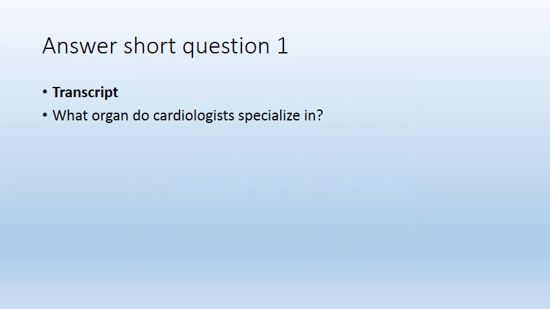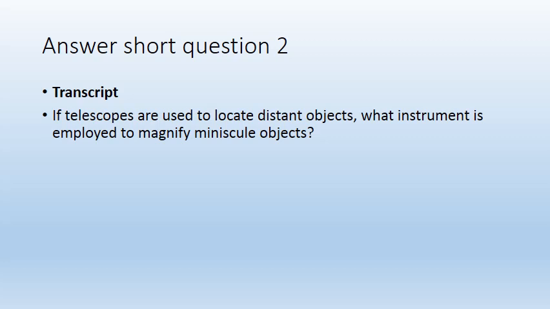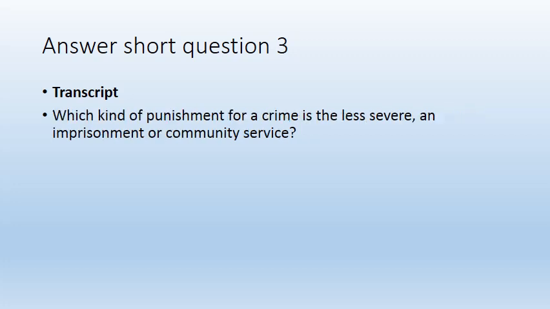What organ do cardiologists specialize in? Moving to the next one. If telescopes are used to locate distant objects, what instrument is employed to magnify minuscule objects? Moving to the next. Which kind of punishment for a crime is less severe, an imprisonment or community service?